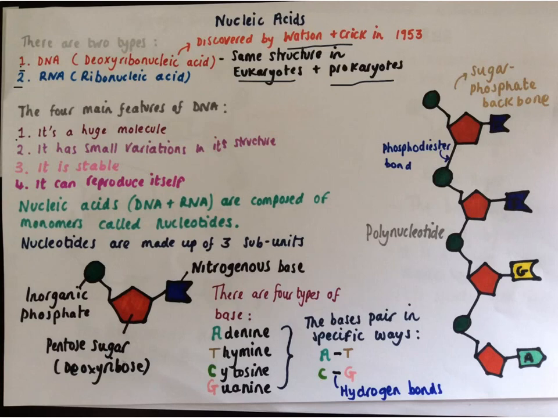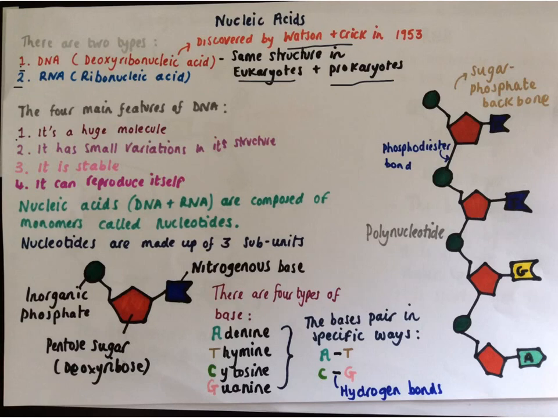The third feature of DNA is that it's stable. This means that the molecule is not very easily corrupted, which makes it very good for replicating itself. The fourth is that it can actually reproduce itself. Therefore, when cells copy themselves, they will gain an exact copy of the DNA from the original cell.